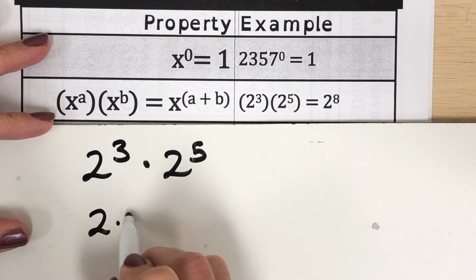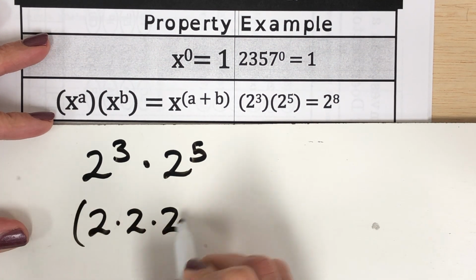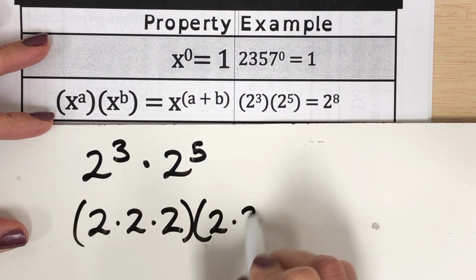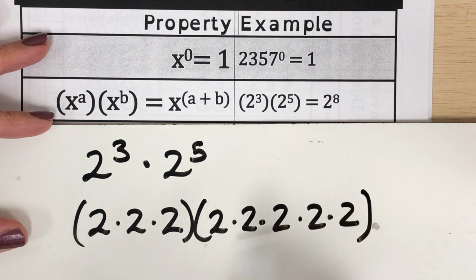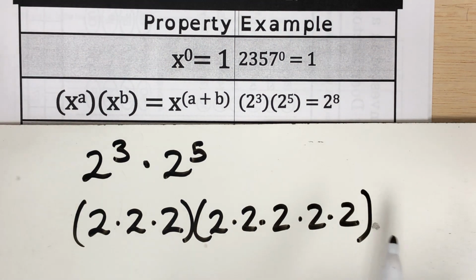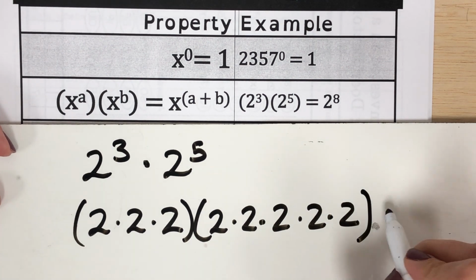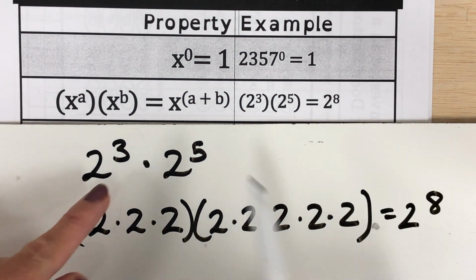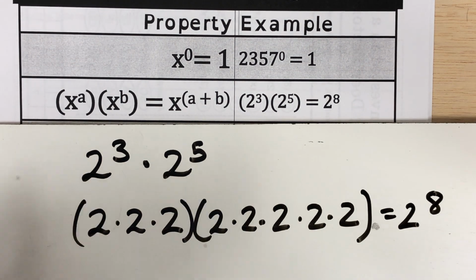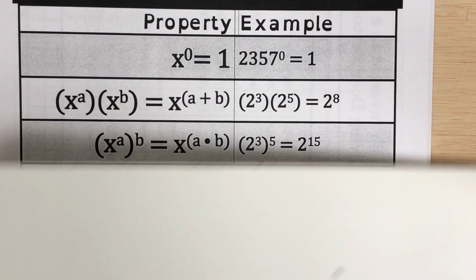2 to the 3rd is simply 2 times 2 times 2. 2 to the 5th is 5 2s, 1, 2, 3, 4, 5. And because this is all multiplication, I can multiply them any way I want. Basically, how many 2's do I have? I have 8 2's. So if I have the same base, I can add my exponents. So that's a simple way of recreating the rule in case you forget it.